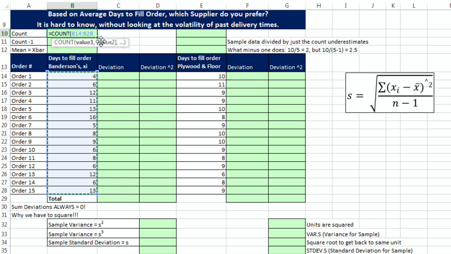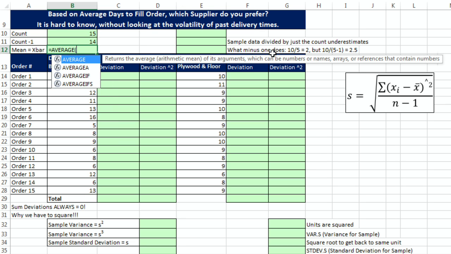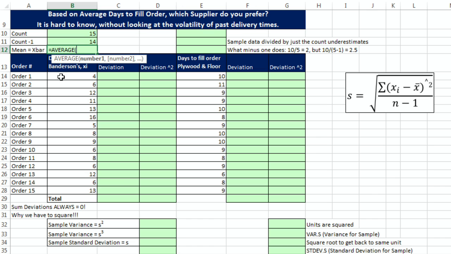And there's our count and enter. Now, count minus 1. We're going to need that in our calculation. So I'm going to say, hey, 15 minus 1 and enter. X bar is going to be average. And we will highlight Banderson's. We already know what the answer is. It's 9. Now notice those are all relative cell references, so I can copy all of those formulas and paste them right here. And sure enough, absolutely perfect.